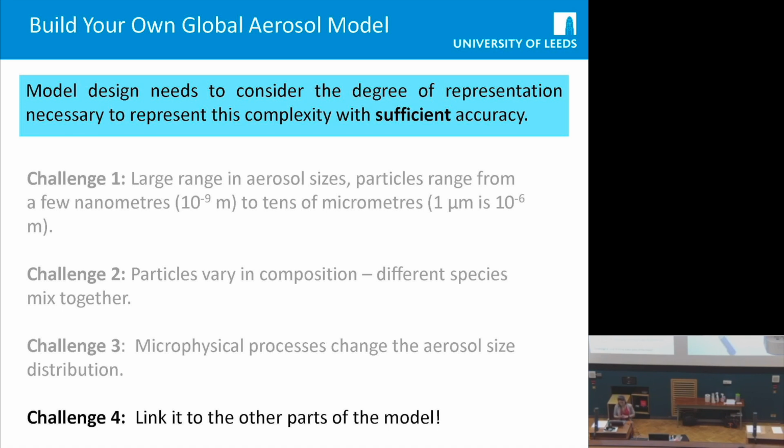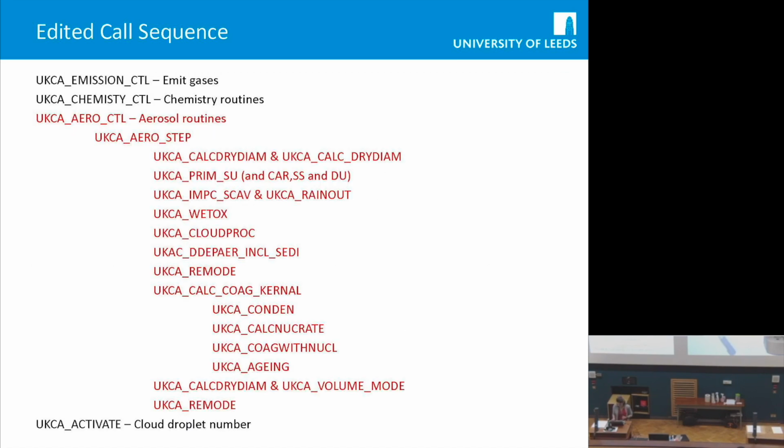So hopefully I've given you a bit of an overview of those different challenges that we would face when trying to represent aerosol particles in the atmosphere, where they come from, how they are transformed, and where they end up. But we very rarely are just interested in the amount of aerosol in the atmosphere in a particular place. We want to know really how that is affecting other things. So it's important for these processes to be linked to the rest of the model.